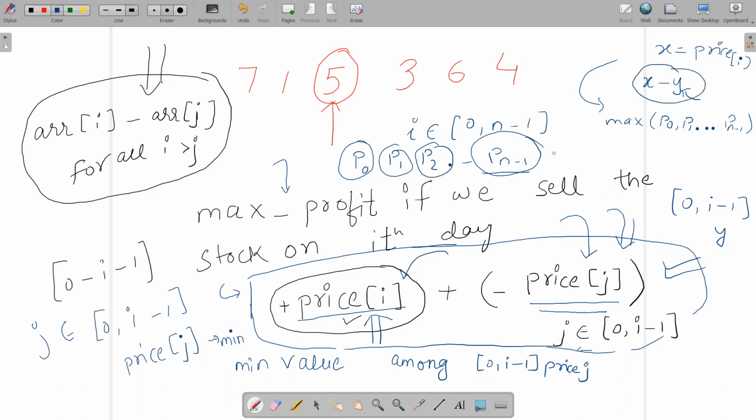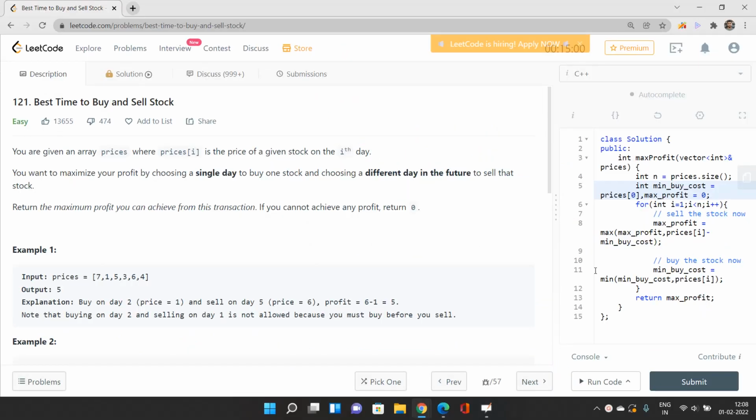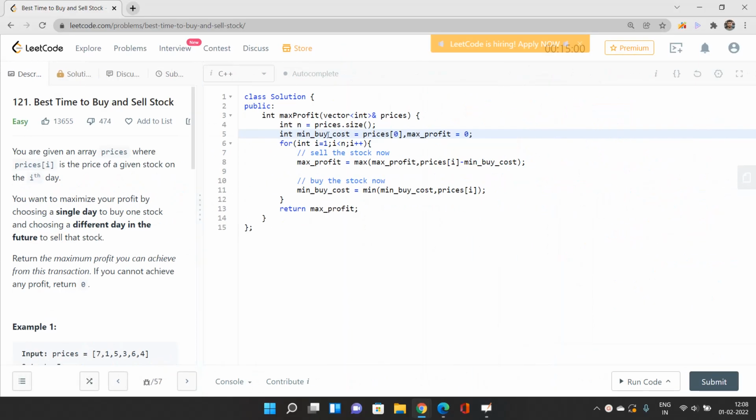So you need to find this for all the indexes from 0 to n minus 1 and print the maximum value among all the profits that we are going to get for the respective days. So let's focus on the code, how we are going to implement that efficiently. Let me just move over to there.